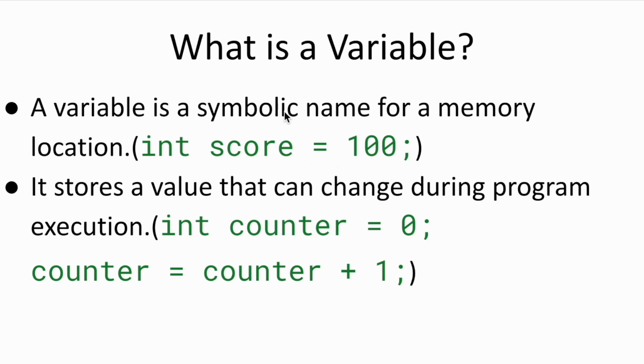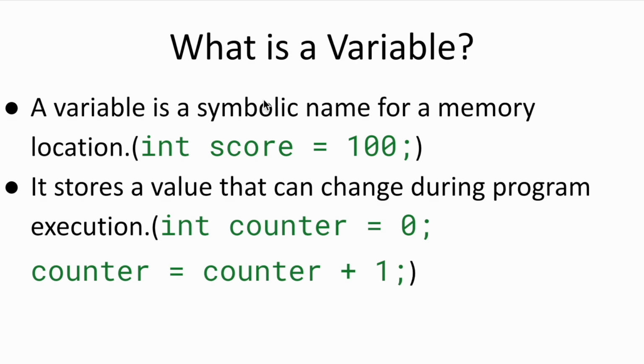The word symbolic is key. The variable name doesn't directly point to the physical memory. It's an abstraction. It lets you, the programmer, refer to that location without worrying about actual memory addresses. Behind the scenes, the compiler and the JVM handle address resolution. They map your symbolic name to a concrete memory address, then ensure the correct amount of memory is reserved and the correct operations are allowed based on the variable's type.